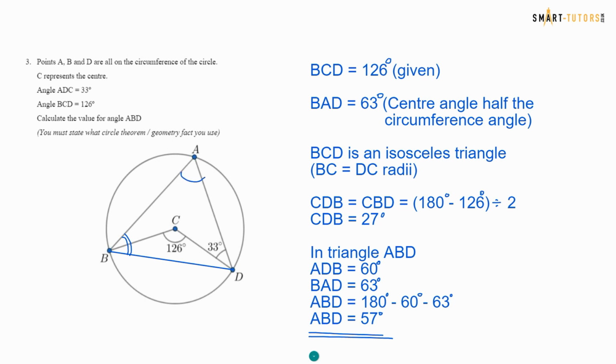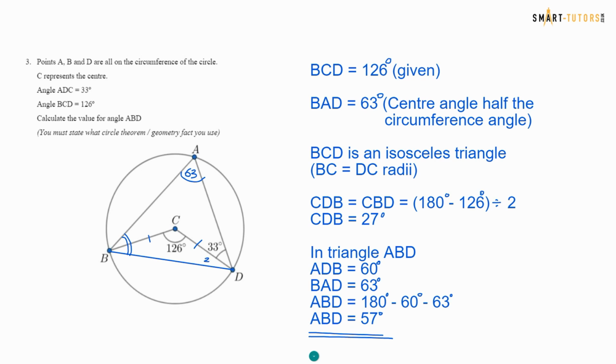Why is it 63? Because the center angle is double the circumference angle. Opposite to that, the circumference angle is half of the center angle. So half of 126 is 63. So BCD is an isosceles triangle. BCD, so this side is equal to this side. So 180 take away 126 is the remaining, divide by 2, which is 27.